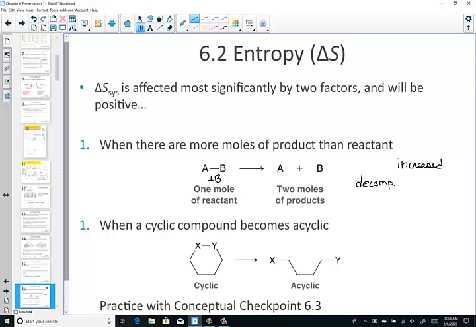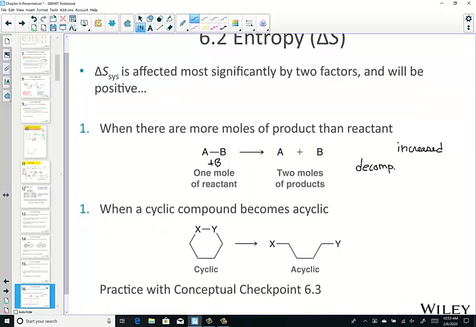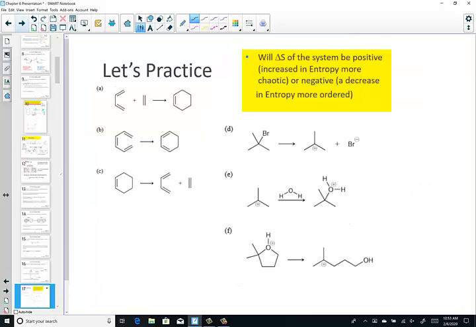Another way to increase entropy is to take a cyclic compound and break a bond. This is a more disordered arrangement as compared to a cyclic compound, which would be more ordered. So breaking cyclic structures increases entropy as well. Going from solids to liquids, liquids to gases are also ways to increase entropy. And this is just a practice opportunity from your skill builders in your text.